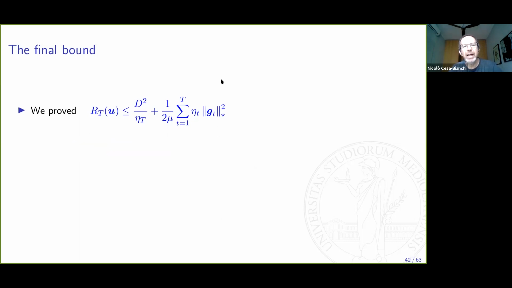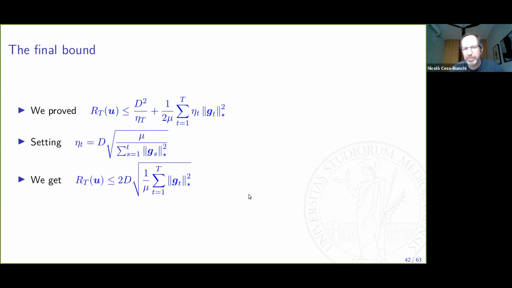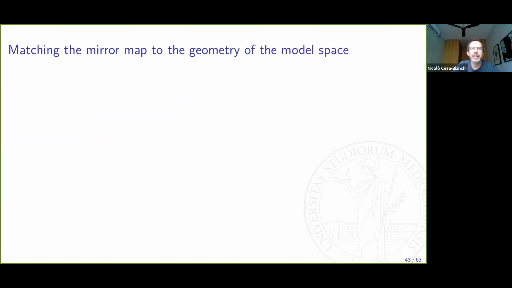Okay, so now I have this thing over here. It depends on the diameter of my decision space, on my learning rate, on the norm of my gradients, and on the coefficients of my mirror map. Cool. And I can now choose my dynamic learning rate depending on the past gradients. This is something I will observe. I can measure these, these are my gradients. And I obtain an upper bound on the regret which depends on the diameter and on the square root of the sum over t of the norms of the gradients. Okay, so this was, I hope, simple enough, maybe not too simple, but reasonably simple. So let's look at special cases now. We want to see how this mirror map in general can be matched to the geometry of the model space. And we look at these two cases.